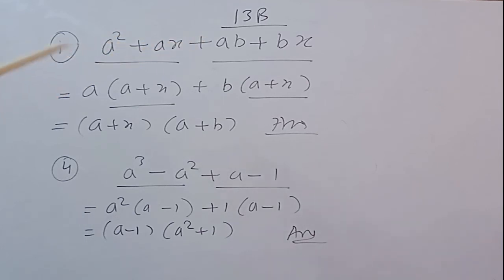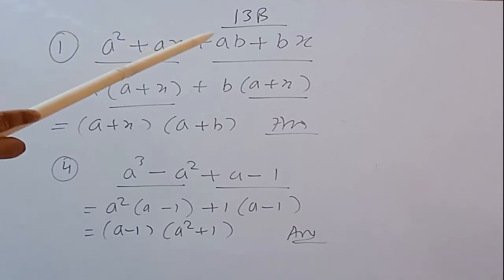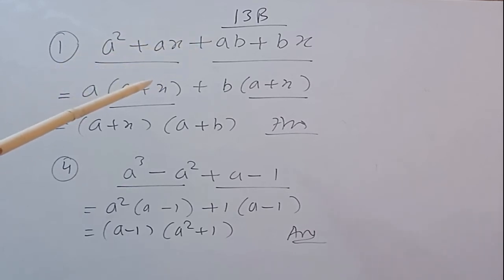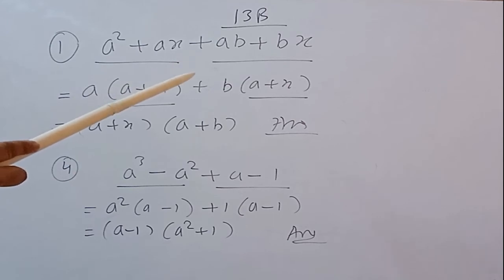Whenever we inspect the first pair, we will find that a is the maximum divisor that can divide both terms a² and ax. So take it outside, we will have a²/a, that gives a, and ax/a, that will be x. So the first pair we have solved in that manner, and the second pair we will have ab + bx. Whenever we inspect that, we will find b is the greatest divisor that can divide both terms ab and bx. So taking b outside, in the bracket we will have a + x.